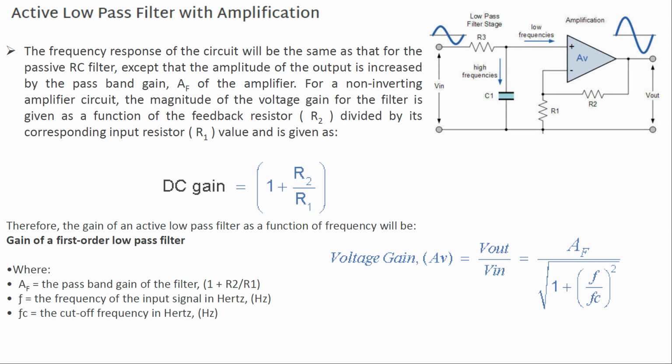So, what happens here? For a non-inverting amplifier circuit, the magnitude of voltage gain is given as a function of the feedback resistor by the input resistor. So, you have an RC filter at the input stage, and then you have a non-inverting amplifier. Here the signal can be amplified with whatever gain you want, and you can set the gain with the help of R2 and R1. So, that is the advantage.